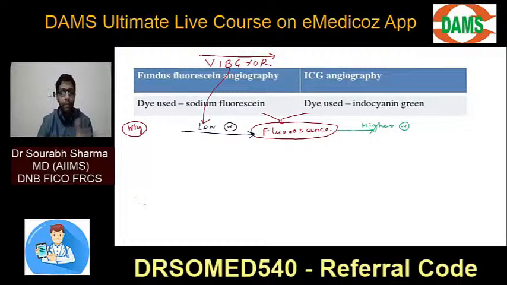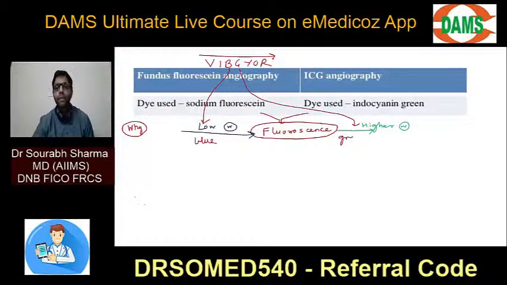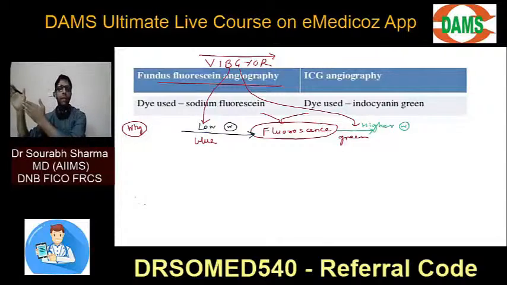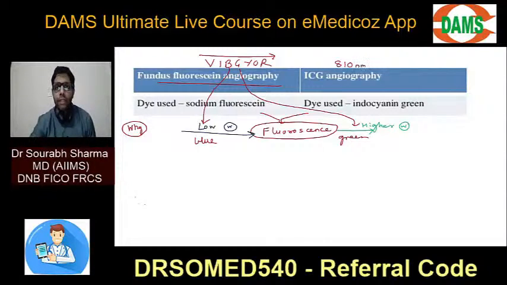Blue light comes inside and green light goes outside. That is applicable for fluorescein angiography. That's a question. Blue light comes inside, green light goes outside. In ICG, 810 nanometer light comes inside, 840 light goes out. It is working in infrared. Okay.